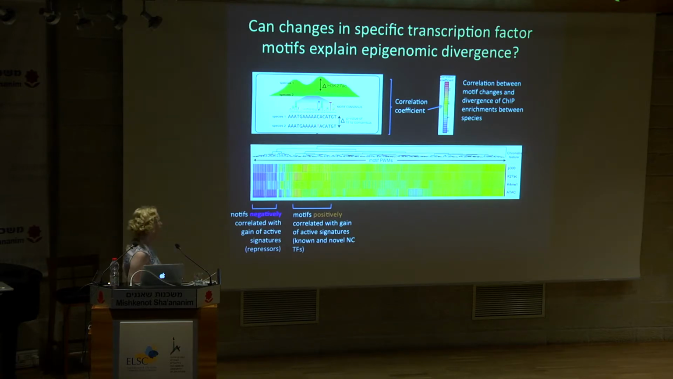So what did we get from this type of approach? Well, we got what we kind of expected to get, which is a group of motifs that were weakly positively correlated with gain of active chromatin signatures, and not surprisingly, those generally correspond to known neural crest transcription factors. But we also got a group of motifs that were negatively correlated, namely gain of the motif correlated with a decrease in active chromatin signatures.